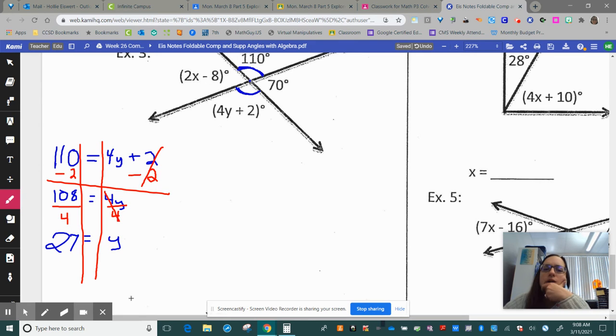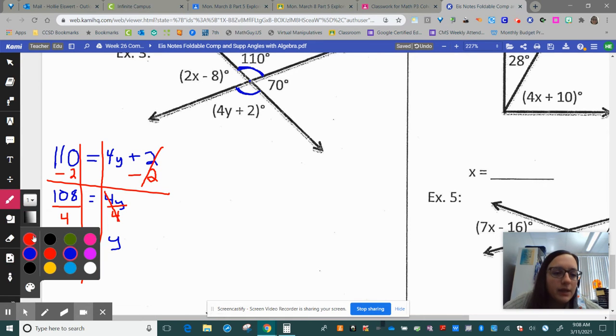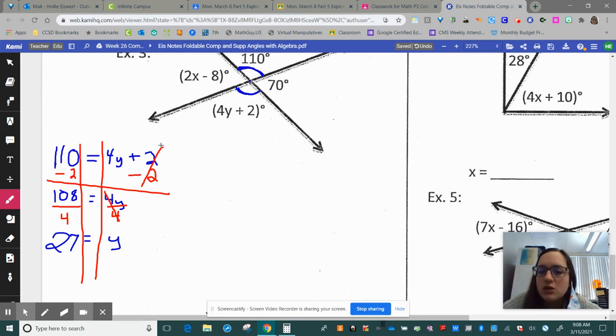Now, some of you are like, but 27 and 110 are not the same. I don't know. It's this whole thing right here. So I'm going to show you something. You don't have to write this down, but I want you to see something. Here, I'll write it in light blue for now. So this you don't have to write down. Just watch. If we take that 4 and we substitute in our 27 for y that we just found, we're going to get 110 degrees.